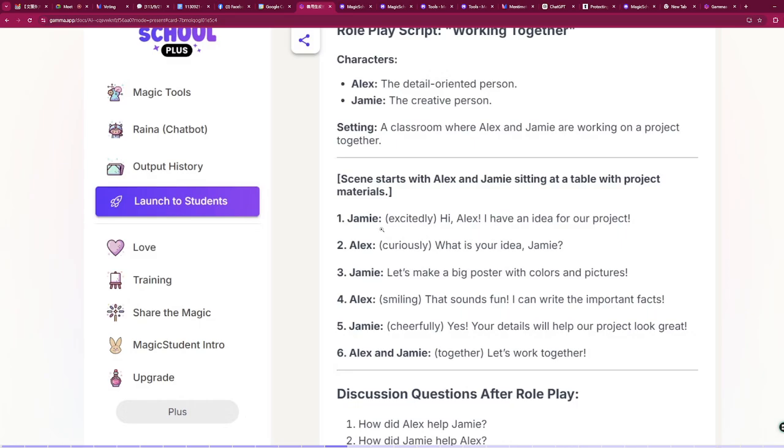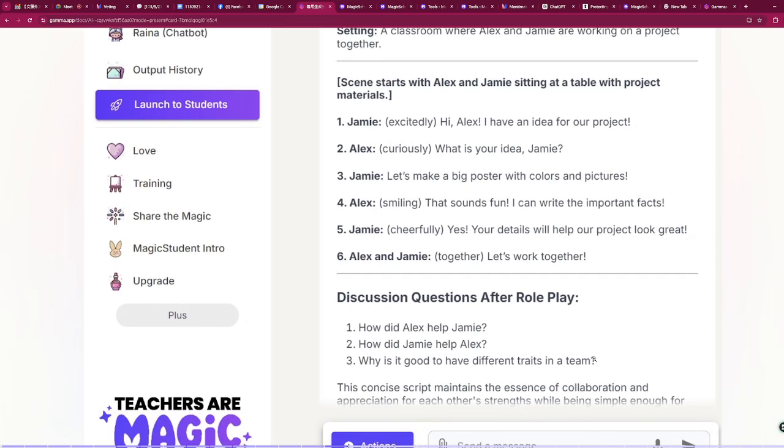One plays Jamie, one plays Alex, another would be an observer, or however you would like to ask students to act out. So Jamie says, "Hi Alex, I have an idea for our project." Alex says, "What is your idea, Jamie?" Jamie says, "Let's make a big poster with colors and pictures." Alex says, "That sounds fun. I can write the important facts." Remember, Alex is more about details and Jamie is more creative, so Jamie says, "Yes, your details will help our project look great. Alex and Jamie, let's work together."